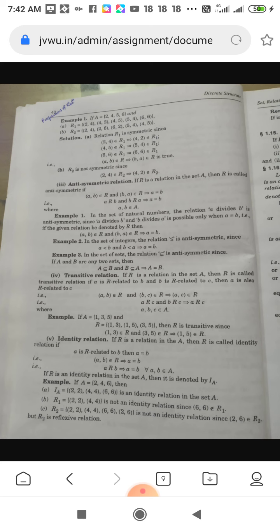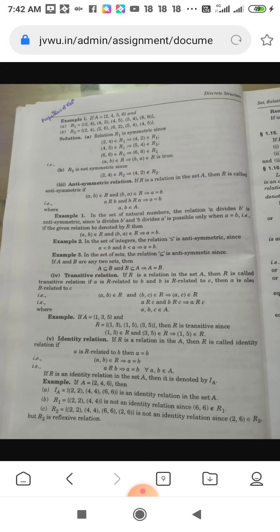R1 is equal to {(2,2), (4,4)}. It is not an identity relation since here (6,6) does not belong to R1. R2 is {(2,2), (4,4), (6,6), (2,6)}. (2,6) is also belonging to R2. It is not an identity relation because (2,6) is not allowed in it. But R2 is a reflexive relation.